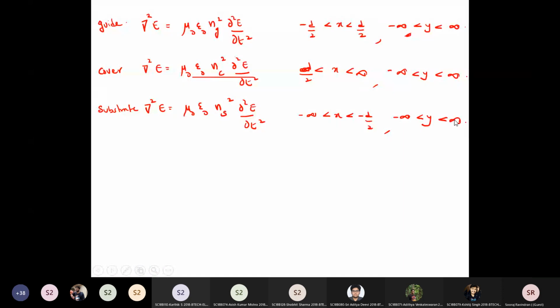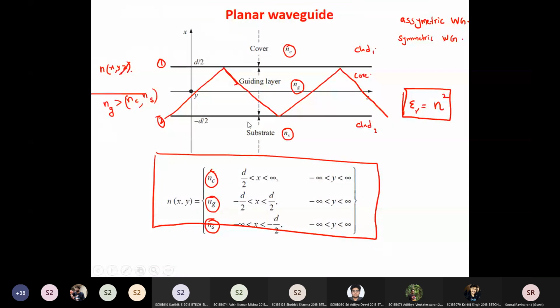So what we have done is, instead of using one Maxwell's equation, we have used three Maxwell's equations. The reason is that your waveguide has three layers, and each of these layers has a different dielectric constant and therefore a different refractive index. Which means the way in which the signals are distributed inside the waveguide would be different for the guiding layer, for the cover layer, and also for the substrate layer, because their refractive indices are different. If all these refractive indices were the same, you would have only one Maxwell's equation. But since you have three layers, you are going to have three Maxwell's equations.